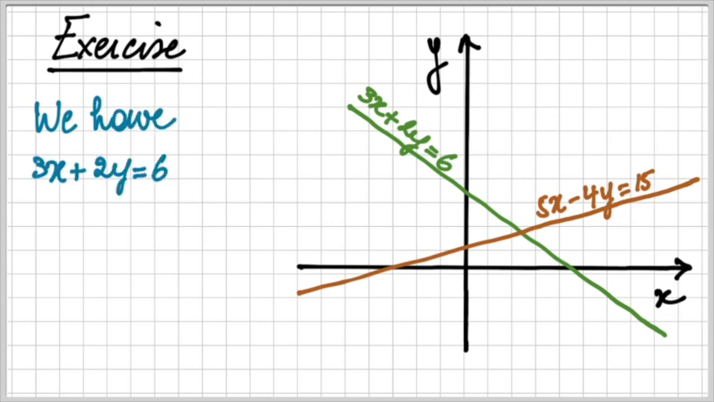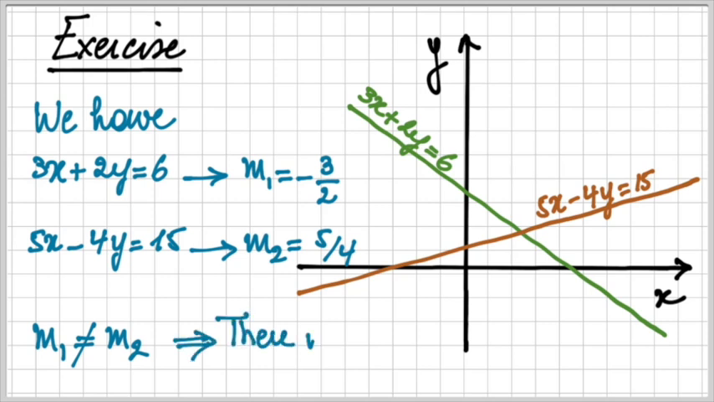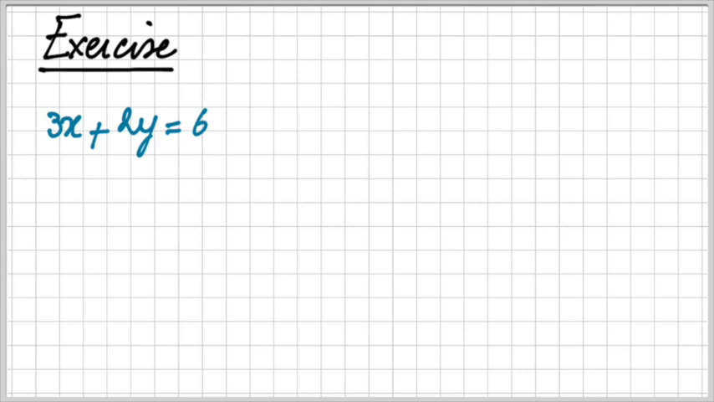Now when we have those two expressions, we know for the first one that m1 is minus 3/2, and for the second expression we know that m2 is 5/4. Based on this and what we already saw before, we know that the two slopes are in fact different, and we will have an intersection point between those two lines. Now we continue with the exercise.